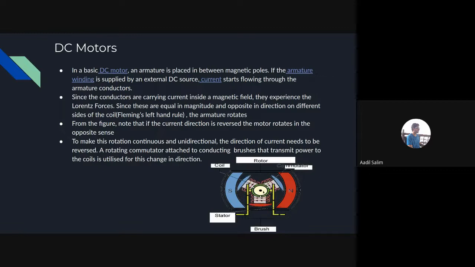When it comes to the positive, the current flows anti-clockwise, and when it goes to negative, it changes the direction towards clockwise. And that is essentially what happens in a commutator ring. It reverses the current in this manner.